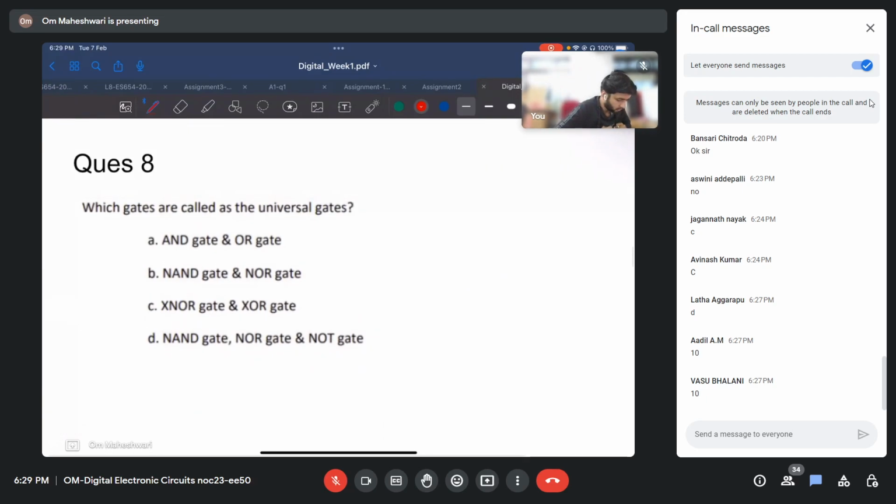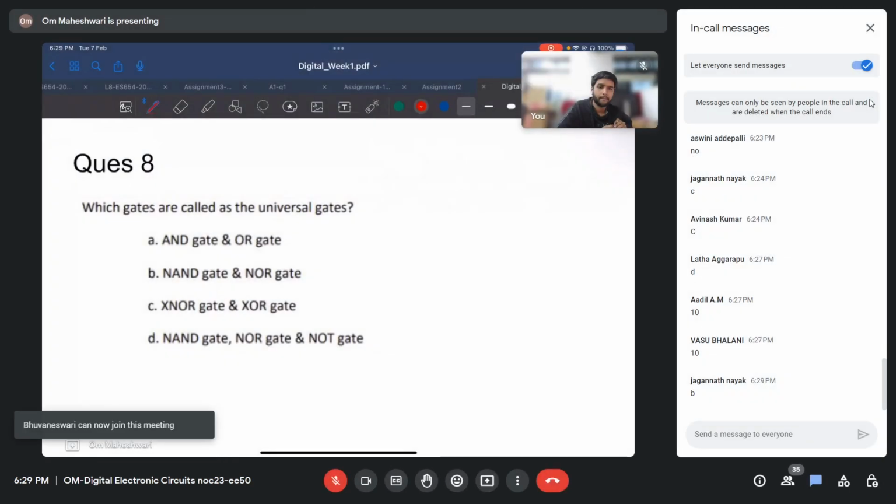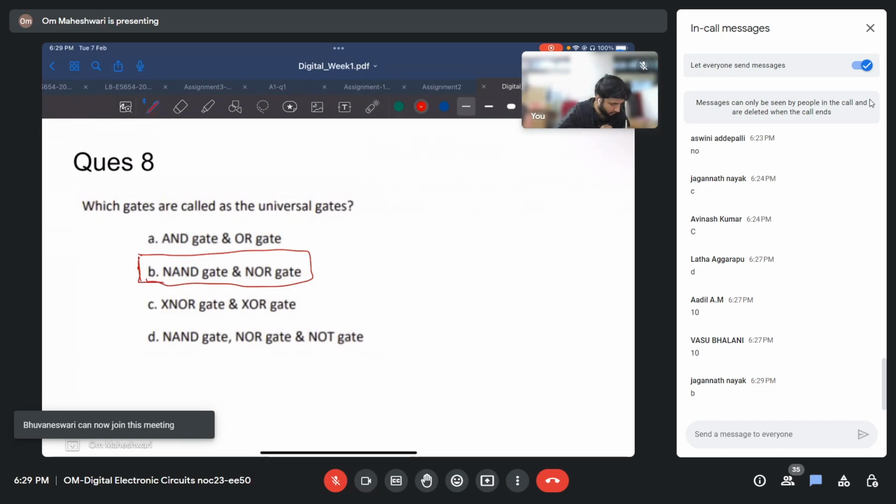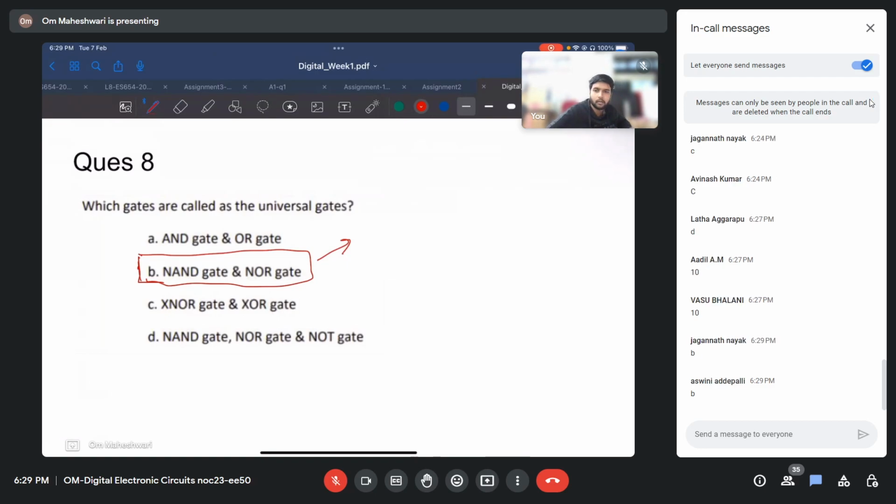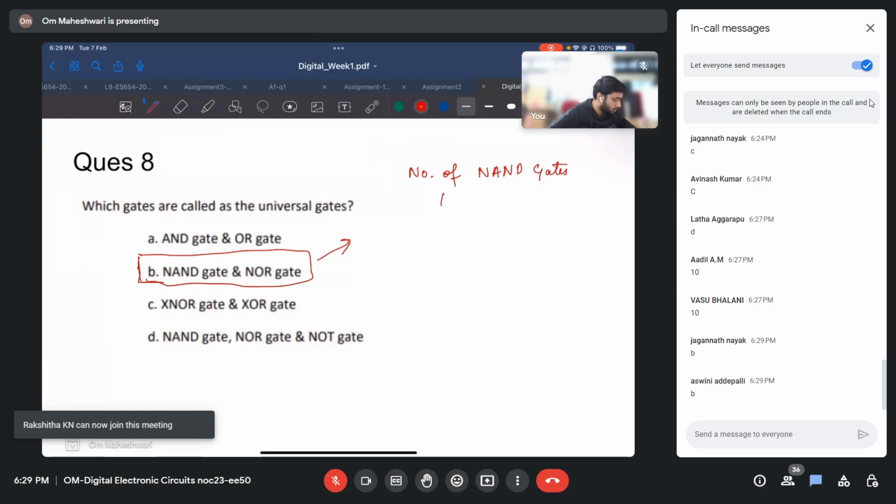Okay, which gates are called universal gates? We know this common knowledge. NAND and NOR gates are universal gates, so you can make any gate out of NAND and NOR. Let me frame a question: tell me the number of NAND gates needed to make the following.